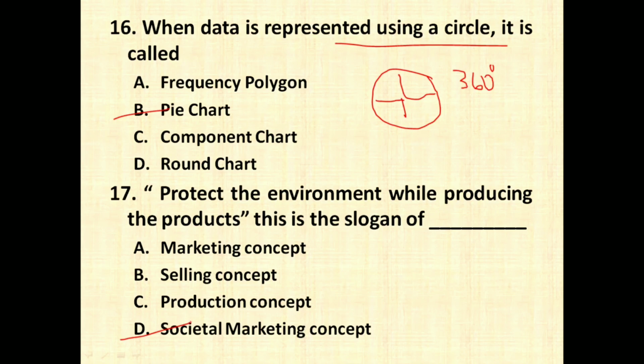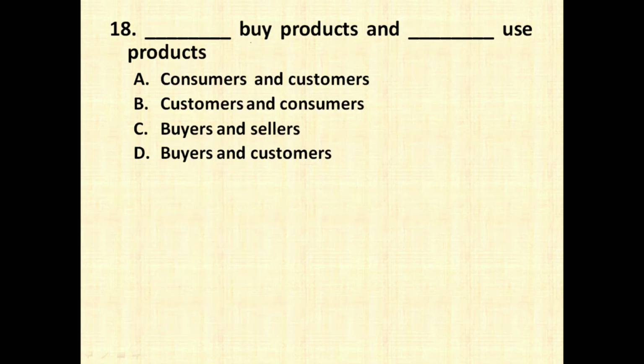Selling concept says that if the selling is good enough, if you are able to sell the products, then the customer is going to purchase that product. And production concept says that the more you produce, the customer is going to purchase those goods. Dash buys product and dash uses product. So always remember, customers are the ones who buy the product and consumers are the ones who consume or use the product. Option number B is going to be the right option.